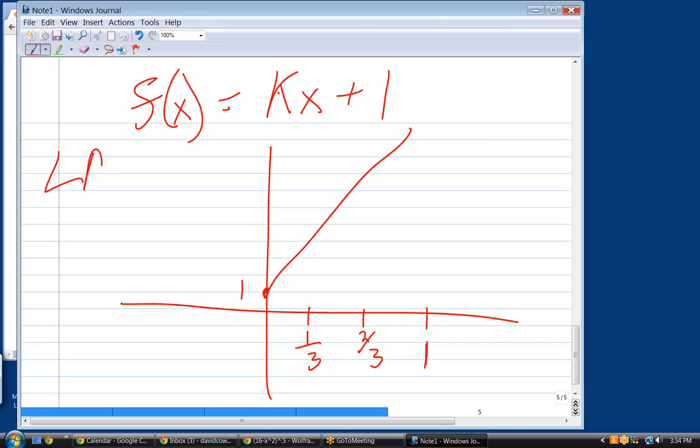Using left ram, what's the height of my first rectangle? F of 0. In other words, if I'm using left ram, I have to make the top left corner of the rectangle be on the left side and lie on the function. So there's my first rectangle. Here's my second rectangle. Here's my third rectangle.